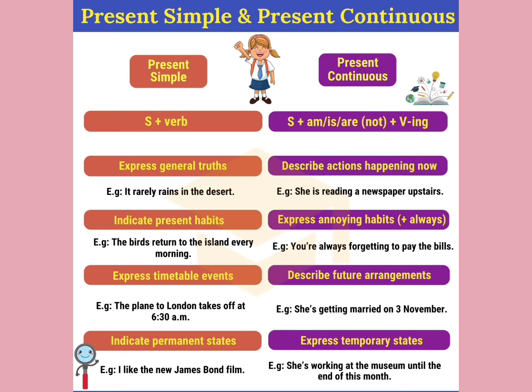Simple present expresses general truths. For example, it rarely rains in the desert, and present continuous describes actions happening right now. She is reading a newspaper upstairs. Simple present indicates present habits. For example, the birds return to the island every morning, and present continuous expresses annoying habits.